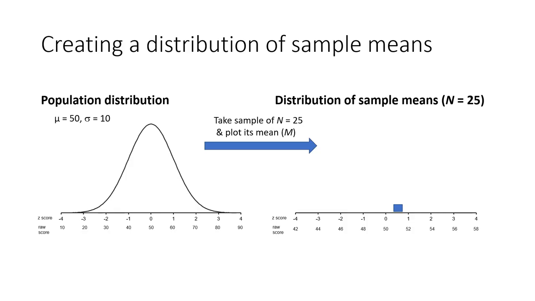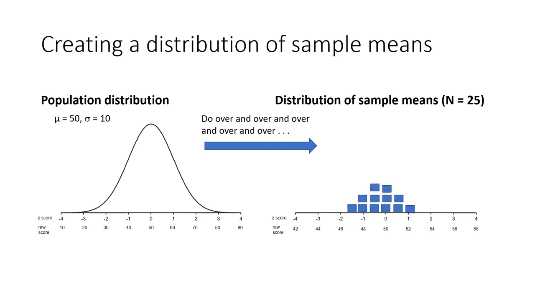And then I'm going to plot their mean. Then I'm going to do it again. So I'm going to take the 25 people that were in the previous sample, and I'm going to throw them back into the distribution. Then I'm going to randomly select 25 people. So it's possible that I could get the same people in the second study, or at least some of them. So I'm going to do that again, and then I'm going to plot that mean.